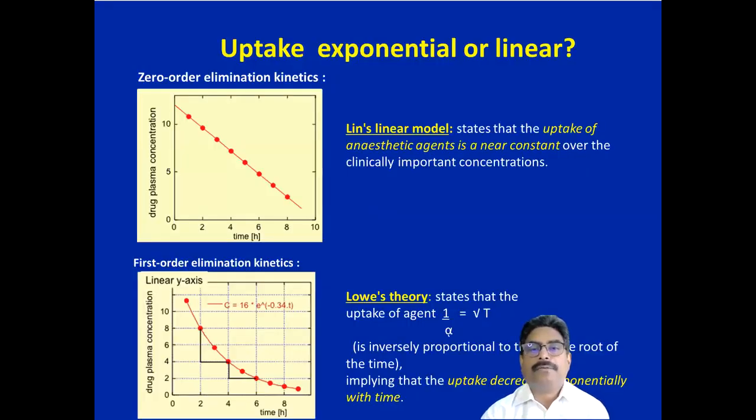So the uptake of inhalation anesthetics follows two types of kinetics. Zero order kinetics is called the linear model. Here the uptake of anesthetic gas is near constant, like oxygen, where the uptake of 250 ml per minute is a constant. In first order kinetics, according to Lowe's theory, the uptake decreases exponentially with time. So this is the formula: uptake is proportional to 1 divided by the square root of time.